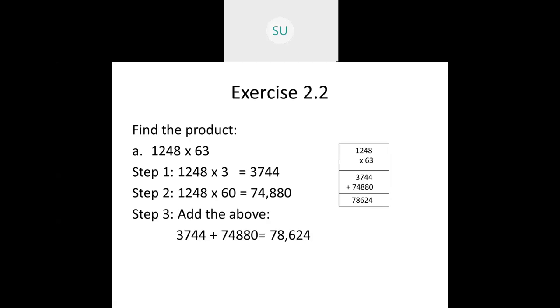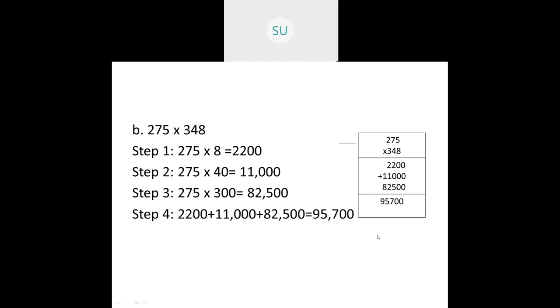So we get 78,624. The product of 1248 into 63 is 78,624. So this was the first question in your textbook. Now moving on to the second question.